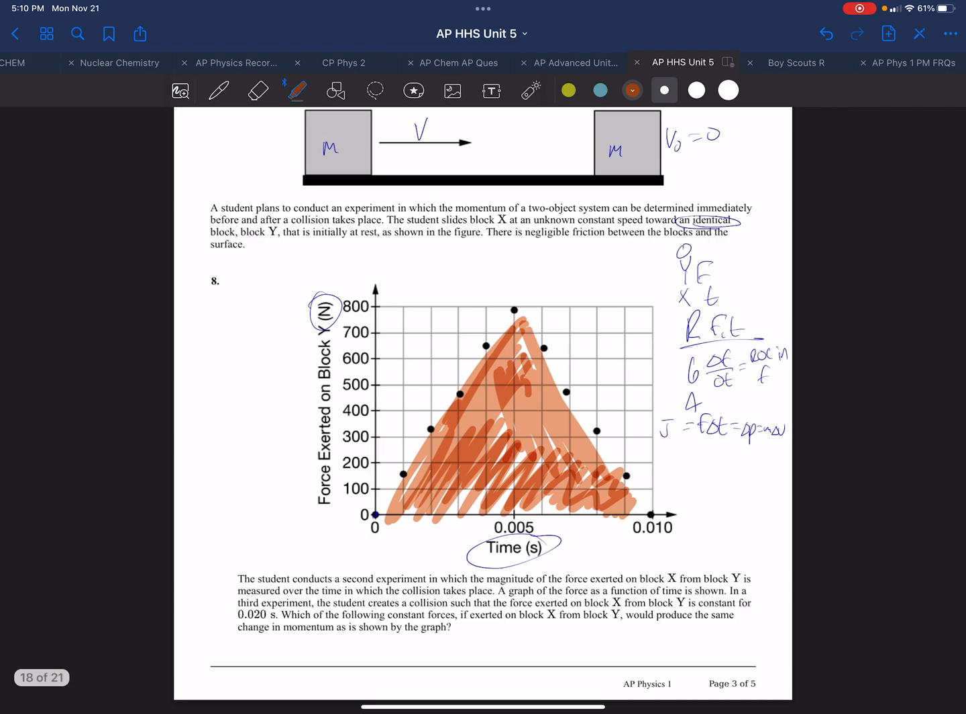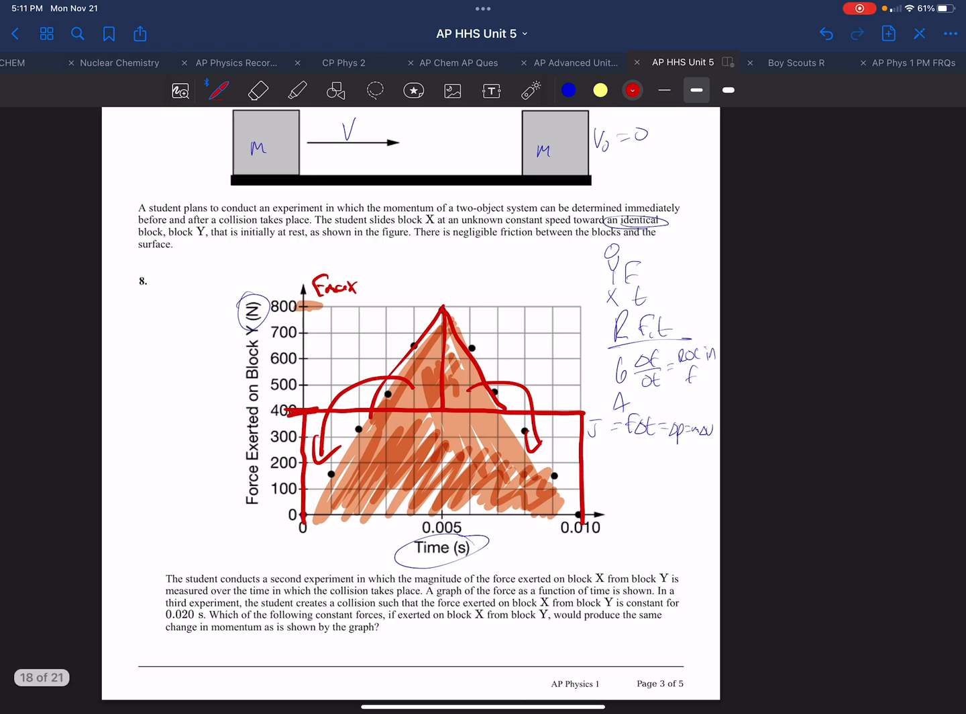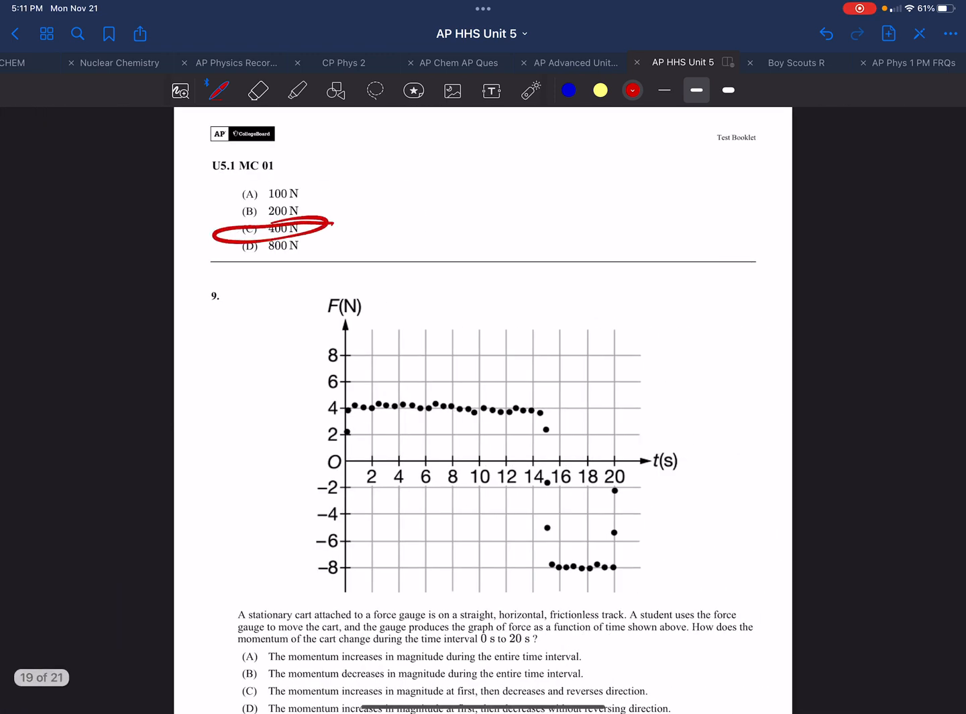Well, we can see the maximum force is 800. What we're looking for is an average constant force that would produce the same area, and that would be 400. We need to produce the same area, and that is going to be F max over 2. And of course, you can see then that this area should be equal to that area, and this area will be equal to that area, rounding out the triangle. So we need 400 newtons, choice C.